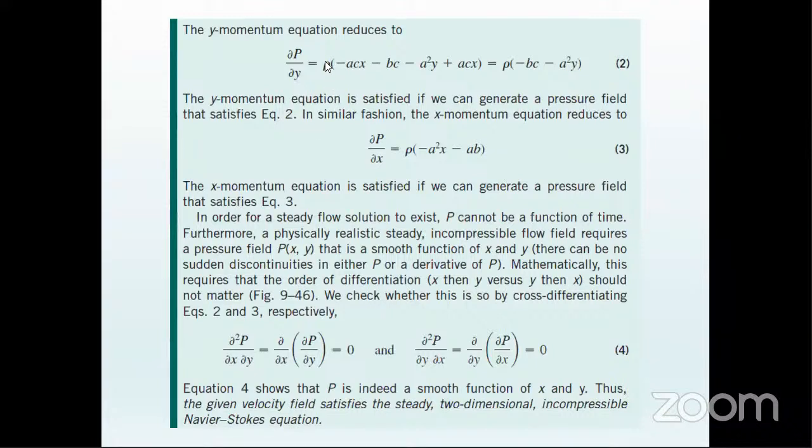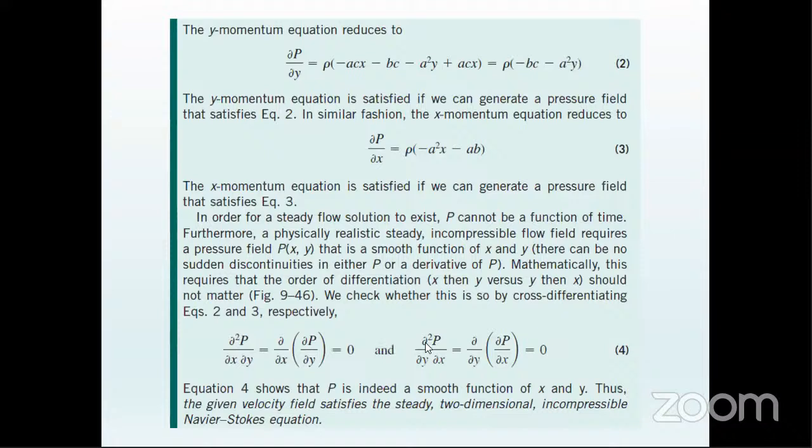In similar fashion, we can also generate the pressure along x. Del p by del x must be equal to rho times minus a square x minus a times b, along the x direction. Since the x momentum equation is satisfied, we can generate the pressure field that satisfies equation 3. In order to satisfy these two, one can write this as a double derivative. Del square p over del x del y must be equal to del by del x of del p by del y, that must be equal to 0. Or del square p over del y del x for the second equation: del by del y of del p by del x is equal to 0.